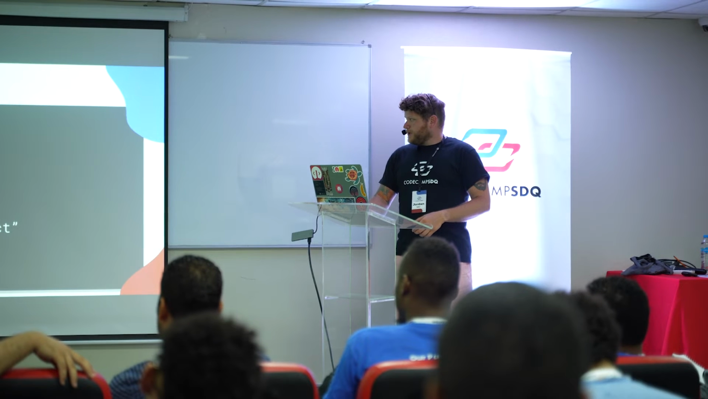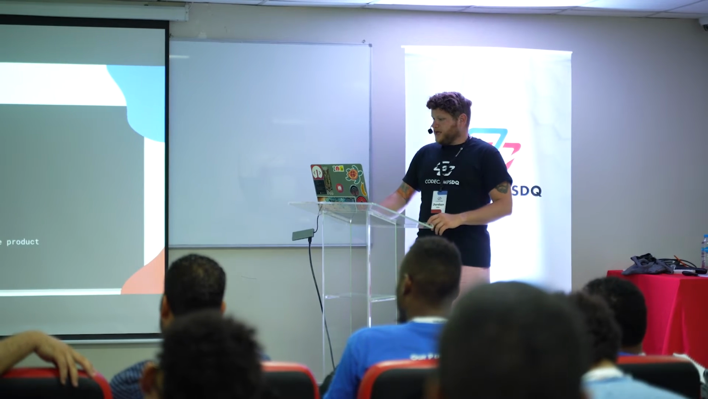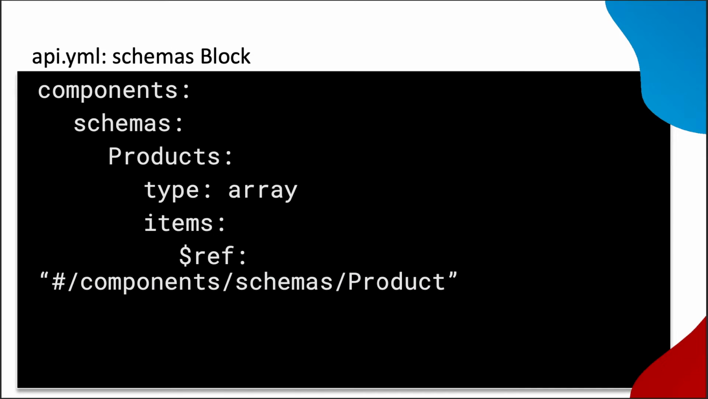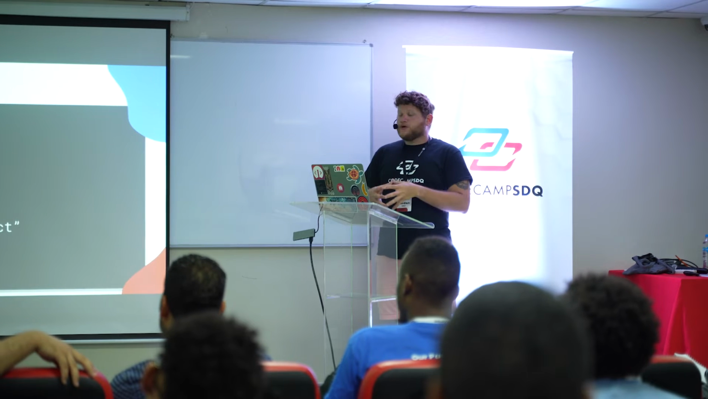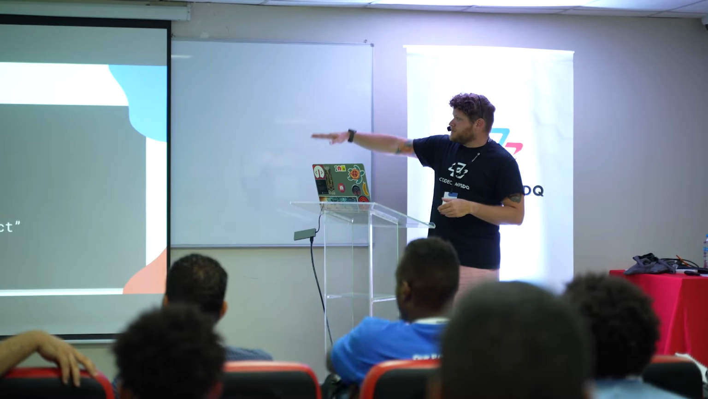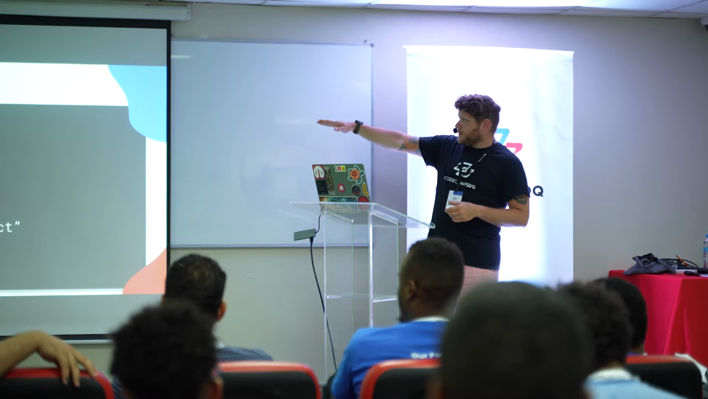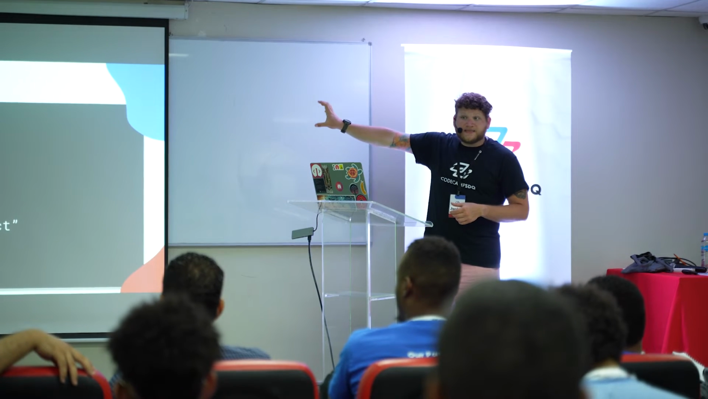And you can also build on top of that. So for example, here we have product. Now we have products. So products is an array of product. So what you're building out here is kind of like a type system, right? You're specifying the types within your API based off the schema.